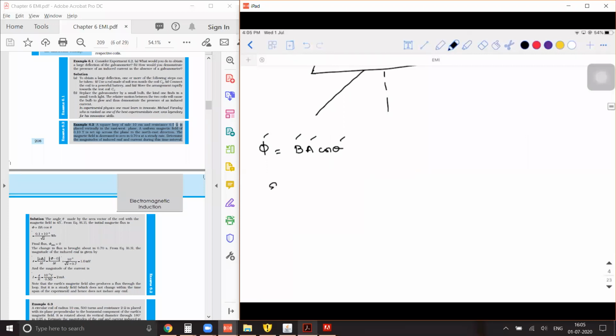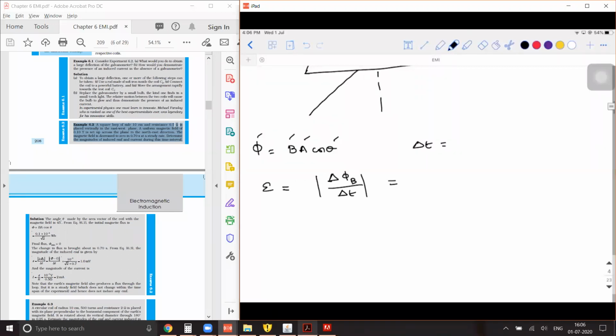So what are they asking? They're asking us to calculate the induced EMF. Read the question carefully. If they say calculate the magnitudes, you can ignore the minus sign. Whereas if the same question is to be solved for drawing a graph, that time we should not ignore the minus sign. Please make a note somewhere. So EMF is equal to magnitude of delta phi B divided by delta t. What is the value of time it takes? 0.7 seconds.